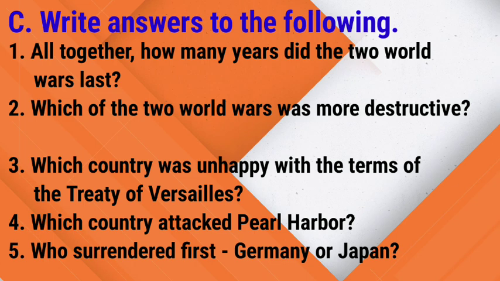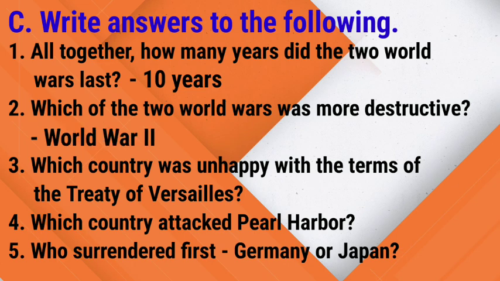C. Write answers to the following. 1. Altogether, how many years did the two World Wars last? 10 years. 2. Which of the two World Wars was more destructive? World War II. 3. Which country was unhappy with the terms of the Treaty of Versailles? Germany. 4. Which country attacked Pearl Harbor? Japan. 5. Who surrendered first, Germany or Japan? Germany.